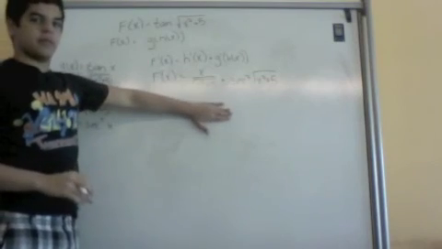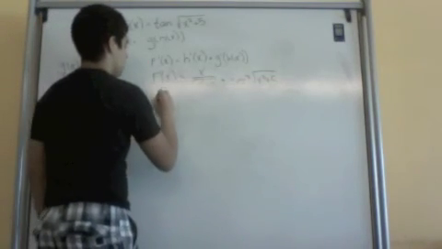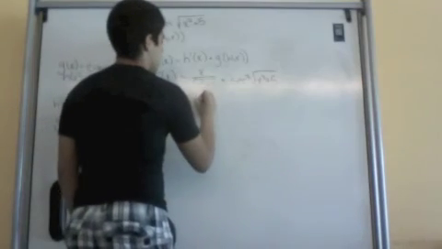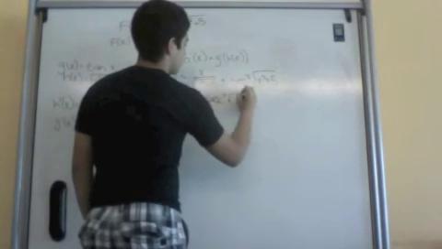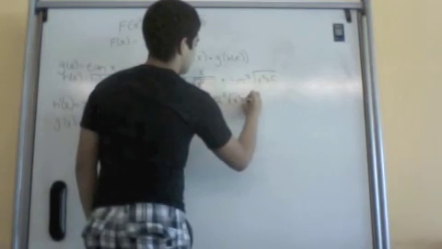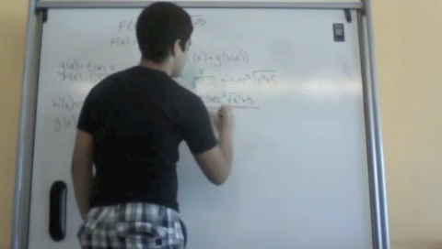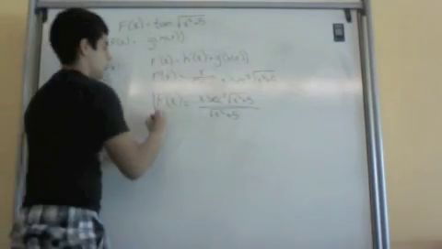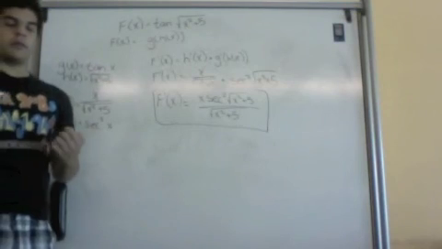So we have this. So now what we do is simplify. So f prime of x is equal to x times the secant squared of the square root of x squared plus 5 over the square root of x squared plus 5. And this would be the derivative of f of x.